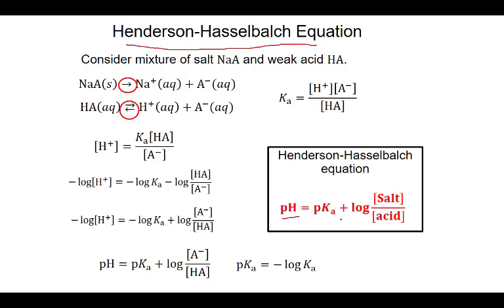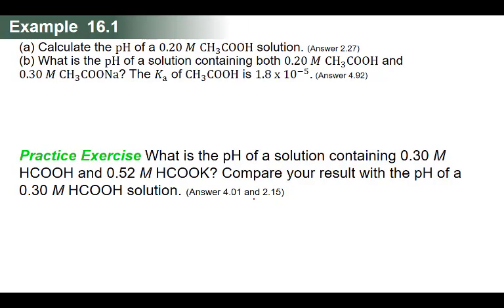A buffer solution contains two chemicals: one is the salt, another is the acid. So we can use this equation to calculate the pH of the buffer solution. Here I will not solve part A because we already solved it in the previous example, with other numbers. You can solve it yourself and check the answer; it is the same.